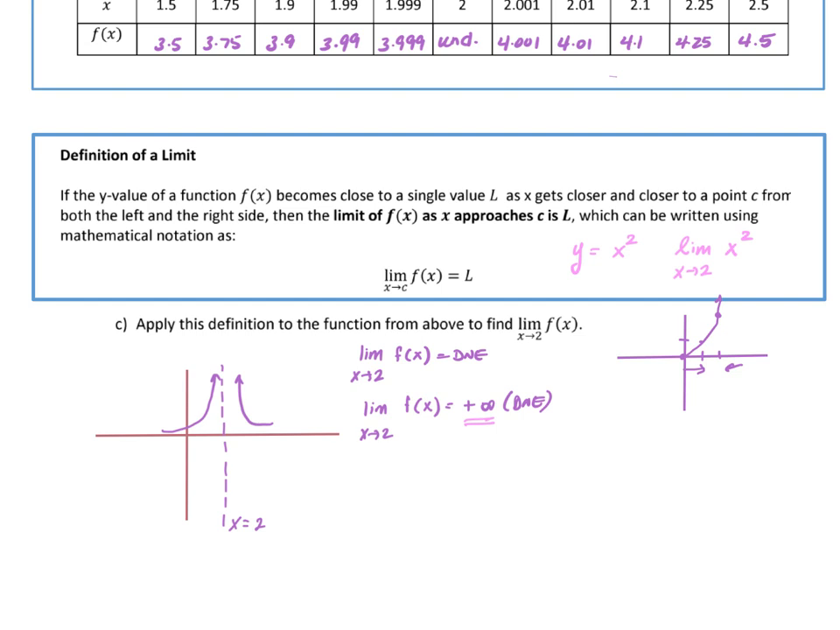So if they're in agreement, they both go up, positive infinity. Let's say you had one that went up like here. One went down here. So in this case, we'd have to say that the limit does not exist, because as I approach from the left, it goes to positive infinity. As I approach from the right, it's going to negative infinity. Okay, so again, we're going to use the idea of positive and negative infinity, but you can always put does not exist.